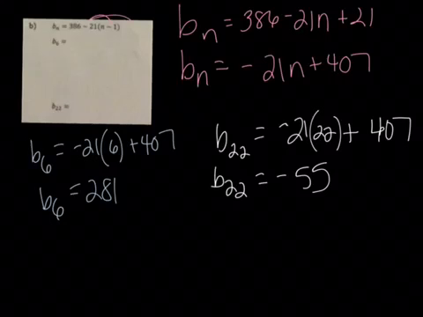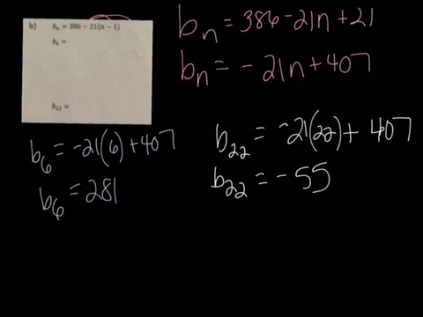So try this one on your own. Simplify the formula first, and then go and find b of 6 and b of 22. Pause the video and come back when you're done. So b of n equals negative 21n plus 407 is the simplified formula. When I plugged in 6, I got 281 for the 6th term, and when I plugged in 22, I got negative 55 for the 22nd term.